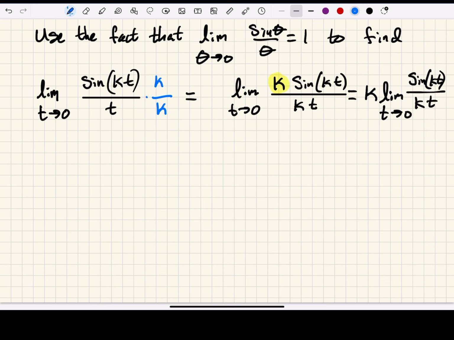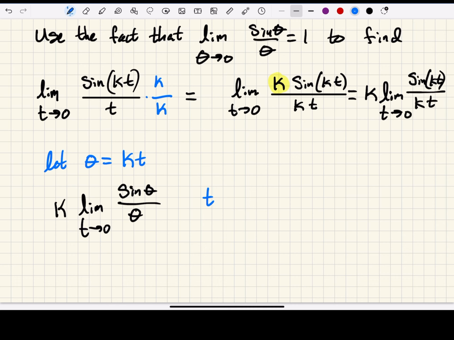But now let's do this. Let's let theta equal kt. Then we can rewrite this whole thing as k times the limit as t goes to 0 of the sine of theta over theta. But something else that we might note is that when t goes to 0, this would imply that kt would also go to 0, which would imply that theta is going to 0.